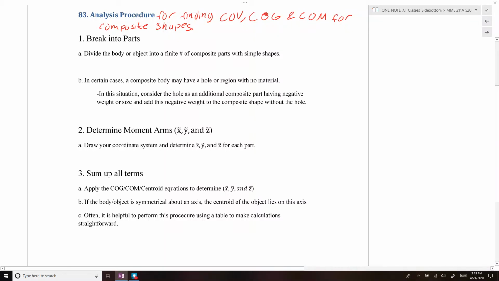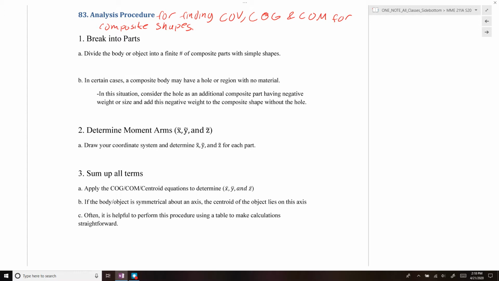So in this video we're going to discuss the general procedure you would use to determine the center of volume, center of gravity, or center of mass for each component and shape for a composite shape or a composite body. So the first step is you're going to break your composite body or shape into parts.